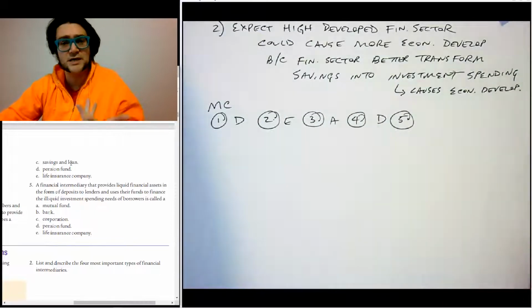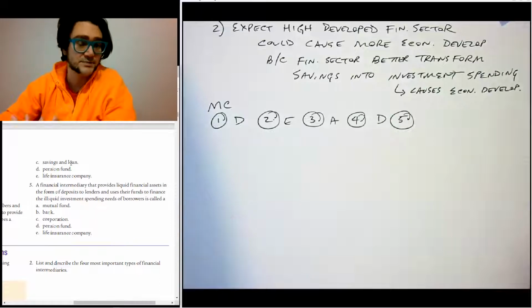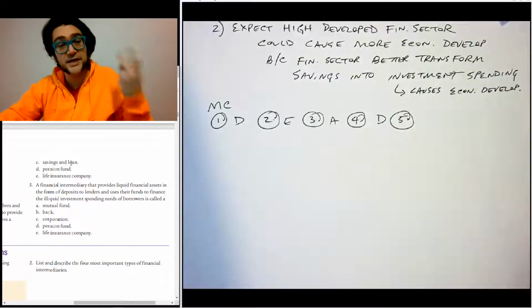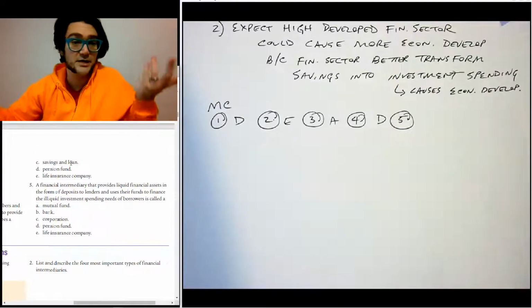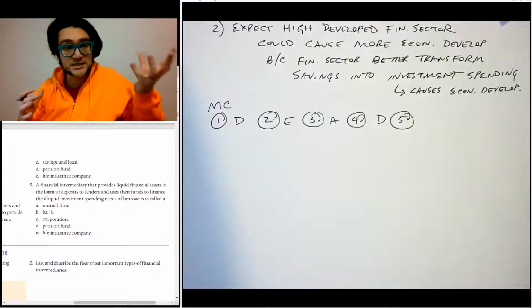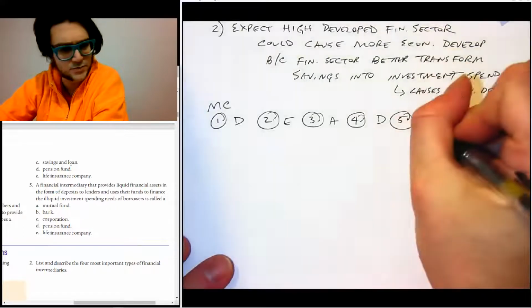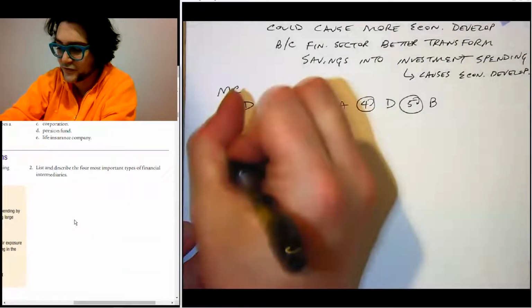There are 4 different basic types of these financial institutions, including pension funds and life insurance companies and banks and mutual funds. A financial intermediary that provides liquid financial assets in the form of deposits to lenders and then uses those funds to finance the illiquid investment spending needs of borrowers. Well, that's the bank. That's what a bank does. They take deposits, they turn them into loans, and that's what banks do. So B for bank.